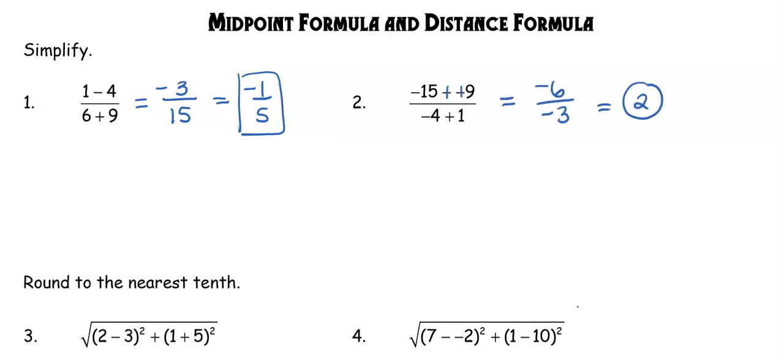All right, how did you do? In the numerator, we had minus a negative 9. That means that we were adding 9. So negative 15 plus the positive 9, negative 6. Negative 4 plus 1, negative 3. A negative over a negative makes it a positive 2.